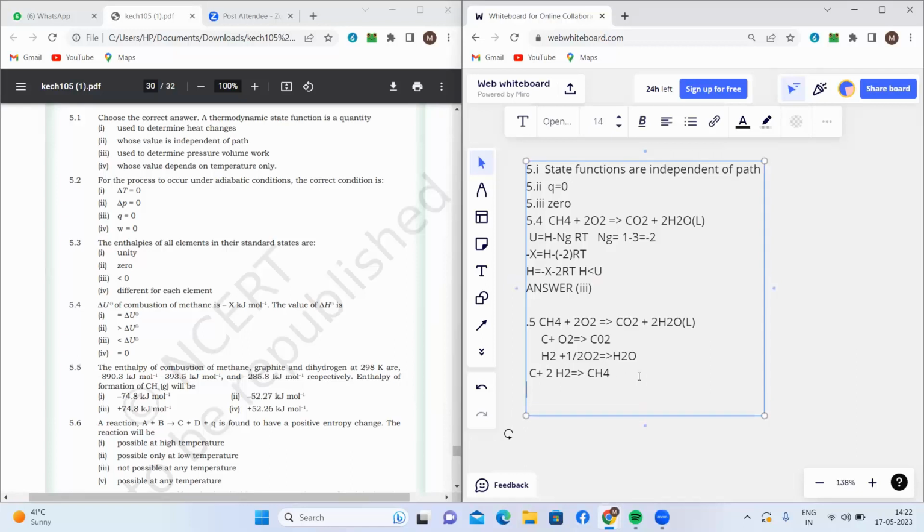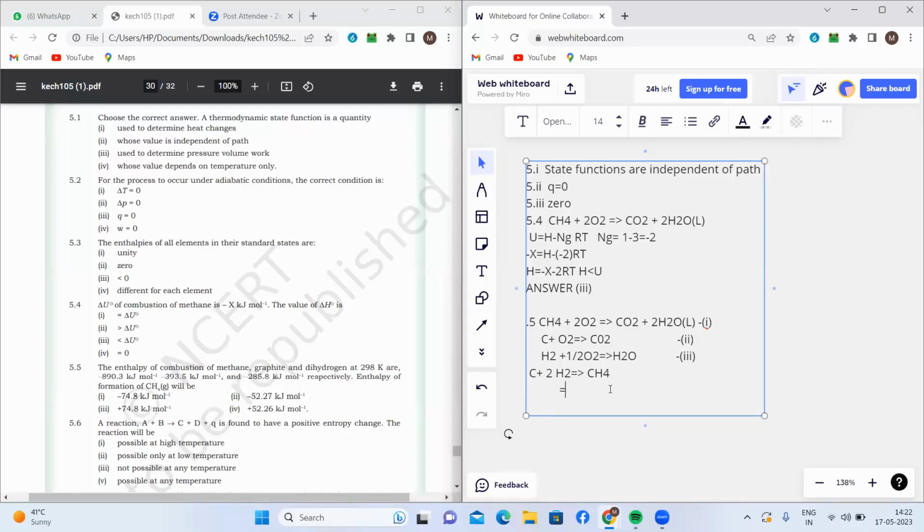Okay, so now we have to calculate it. So we have to make this reaction using these 3 reactions. So how could we make it? Let's see. We need CH4 on this side, so we have to reverse this reaction. Let me call this first. This reaction, let me call it second. And this reaction, let me call it third. So I have to calculate for this reaction.